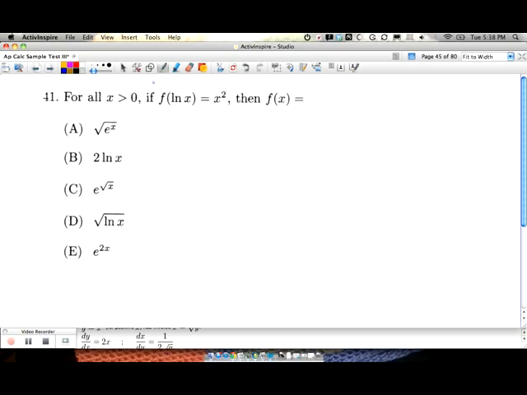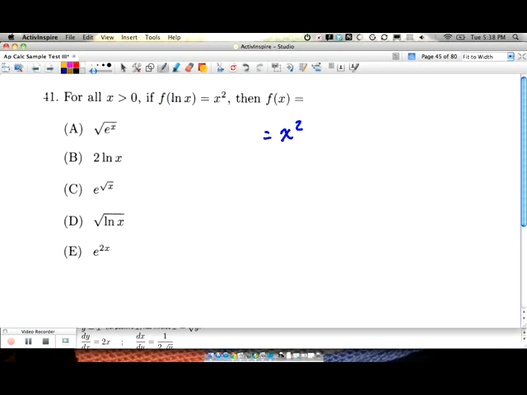For all x greater than 0, if f of natural log of x equals x squared, then f of x equals... Wow, that's interesting. It's saying that x squared is what I get when I plug into this piece here. So when I plug in natural log of x, I'm going to get x squared. Then what's f of just x?